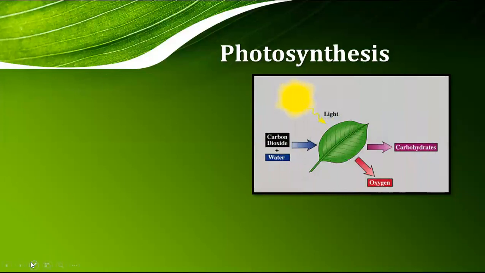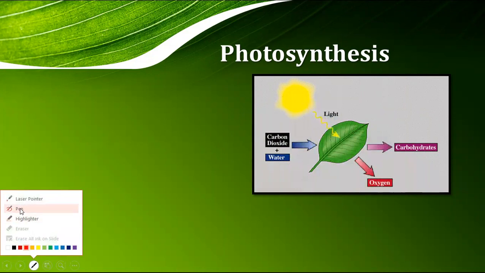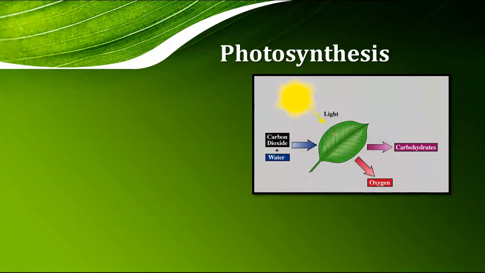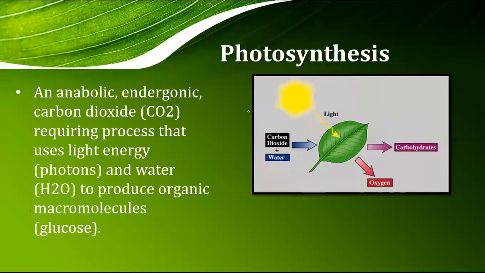In that video we observe that in the presence of light and chlorophyll pigment, the plant absorbs sunlight, solar energy. With the help of solar energy, carbon dioxide and water, the leaf produces a carbohydrate with the liberation of oxygen. That means photosynthesis is an anabolic, endergonic, carbon dioxide requiring process that uses light energy and water to produce an organic macromolecule.